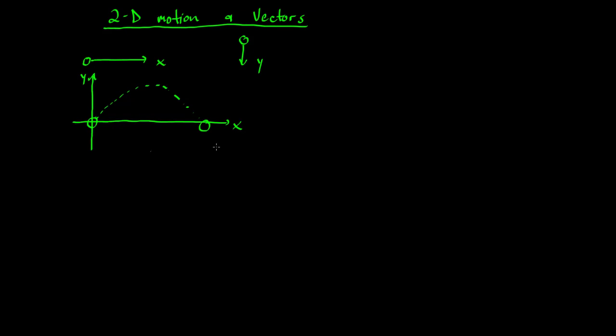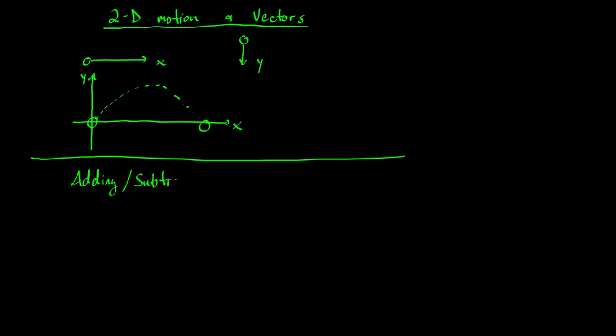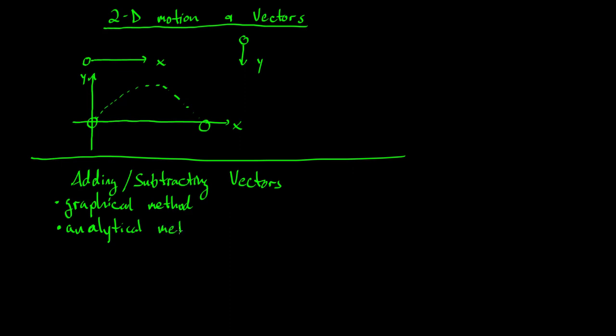Okay, so let's just dive right in. There are two methods, and what we're going to focus on is adding and subtracting. Keep in mind, subtraction is just adding the negative, so adding and subtracting are very similar. For vectors, there are two methods. There is the graphical method, which I'll talk briefly about; you can read your text for more detail. And then there's the analytical method, which I'll spend more of the time talking about.